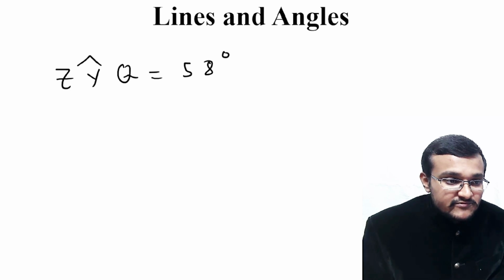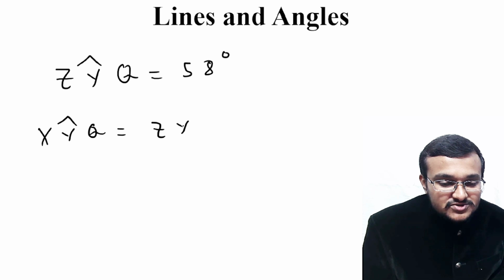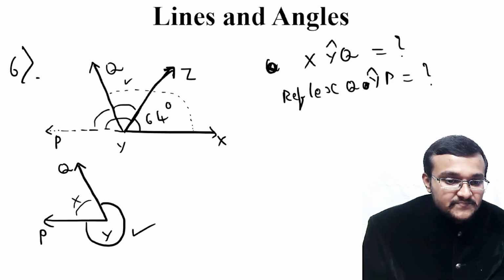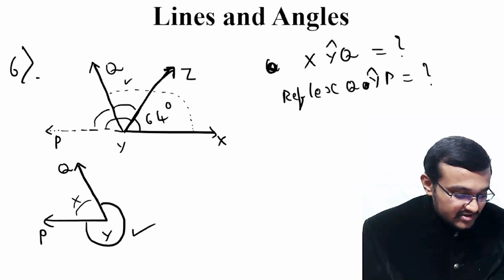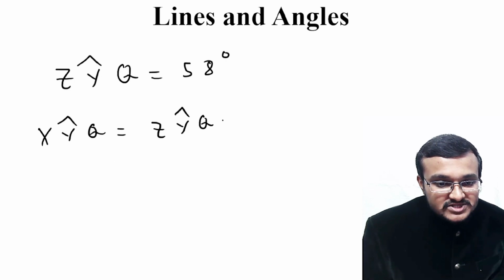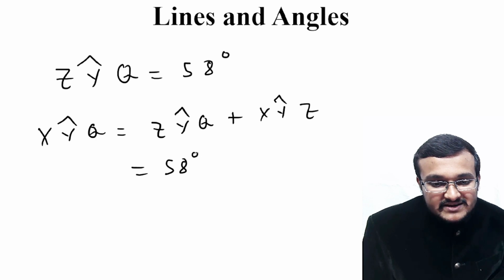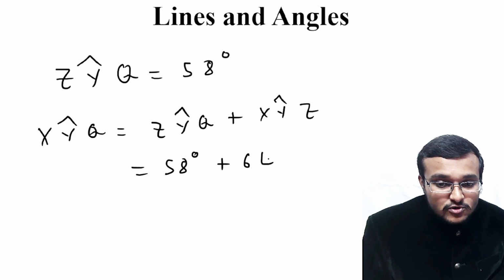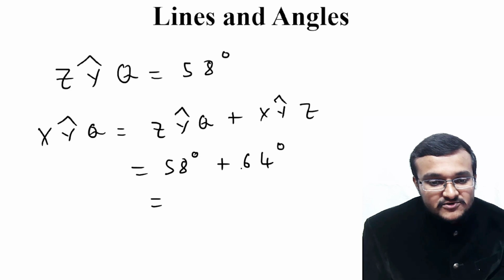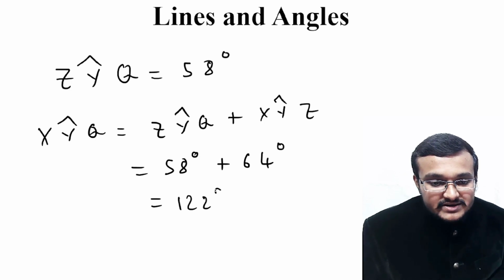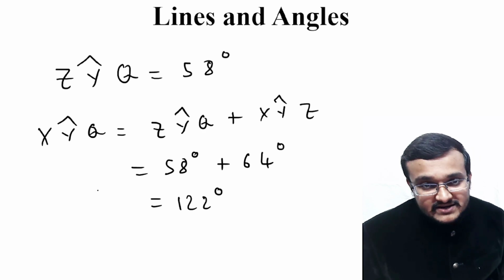Now here we have to find out XYQ. So XYQ is ZYQ plus XYZ. That is 58 degrees plus 64 degrees. 58 plus 64 is 110 plus 8, 118 plus 4, 122 degrees. So here XYQ we are getting as 122 degrees.